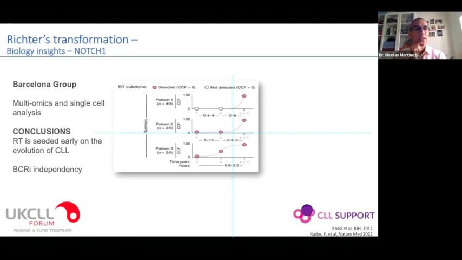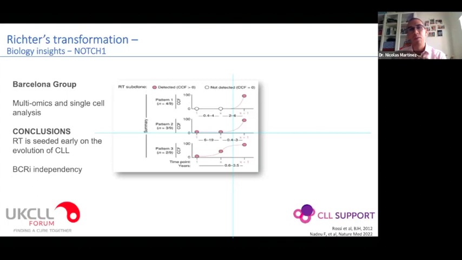And the single cell analysis is very interesting because they were able to demonstrate that in a reasonable proportion of these patients, which are still only a handful of patients, because you cannot afford to do all these tests in a big cohort, they were able to detect at a single cell level the Richter's clone early, at the diagnosis of CLL and during the follow-up.